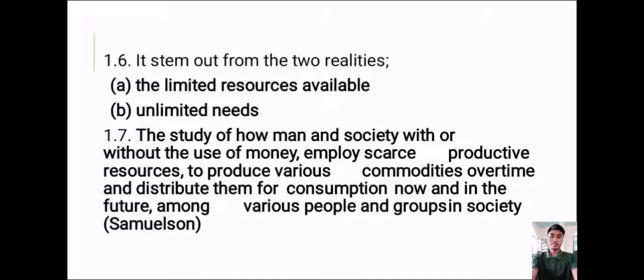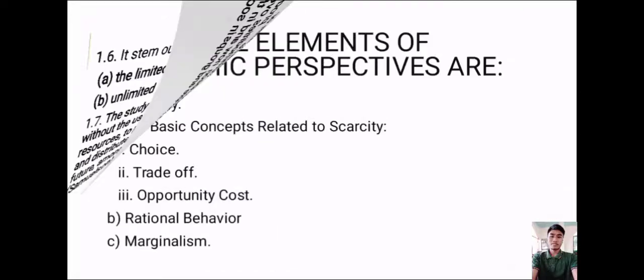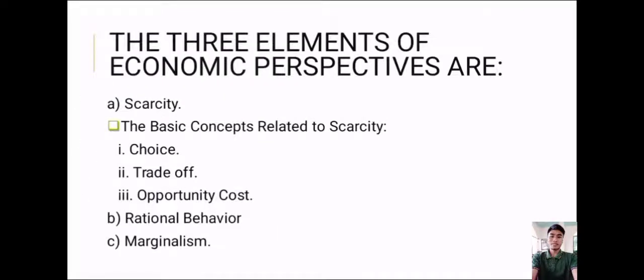It is the study of how man and society, with or without the use of money, employ scarce productive resources to produce various commodities over time and distribute them for consumption now and in the future among the various people and groups in society. The three elements of economic perspective are scarcity, whose basic related concepts are choice, trade-off, and opportunity cost; second, rational behavior; and last, marginalism.